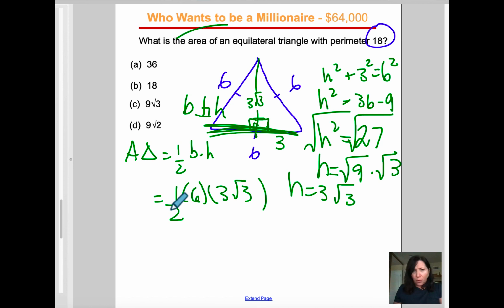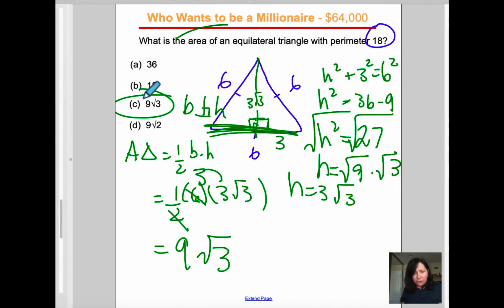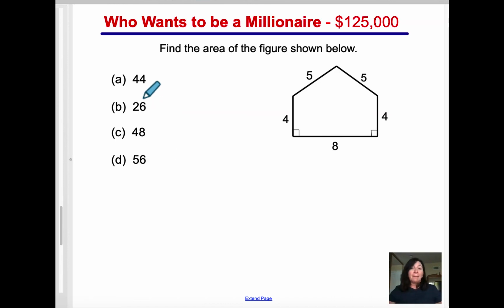And like so on. So 2 gets divided into 6 3 times. 3 times 3 is 9. 9 times root 3 is 9 root 3. And so that's the area of the triangle. We have the area of the figure shown below.